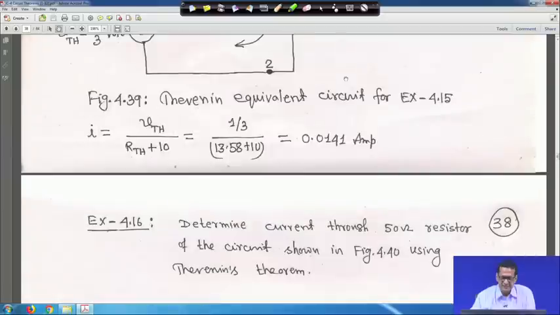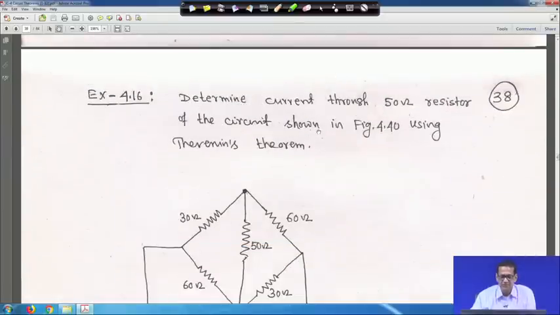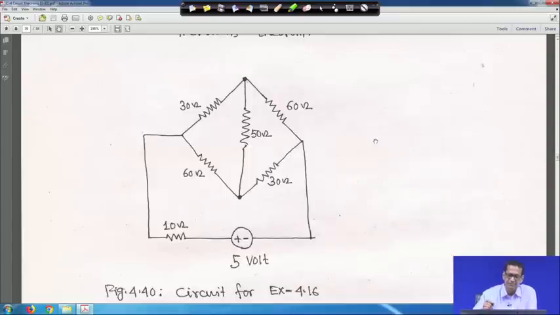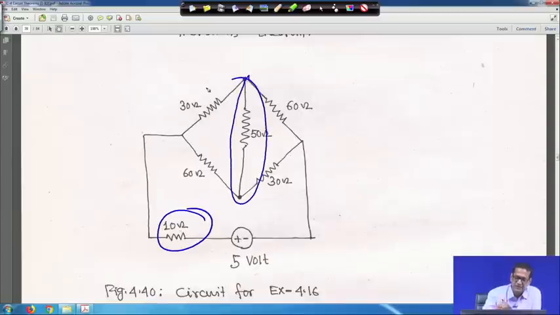So, next, you determine the current through the 50 ohm resistor of the circuit shown in figure 40 using Thevenin's theorem. In this case, the difference between the previous one and this one is that here the data may be different, but the structure of the circuit is different, in that one extra resistance is connected here, that is 10 ohm, right. In the previous case there was no resistor here, but a 10 ohm resistance is there, and you have to find the current through the 50 ohm resistance. Say this terminal you mark as 1 and this terminal you mark as 2, right, and then you follow. First, we have to open this 50 ohm resistance.